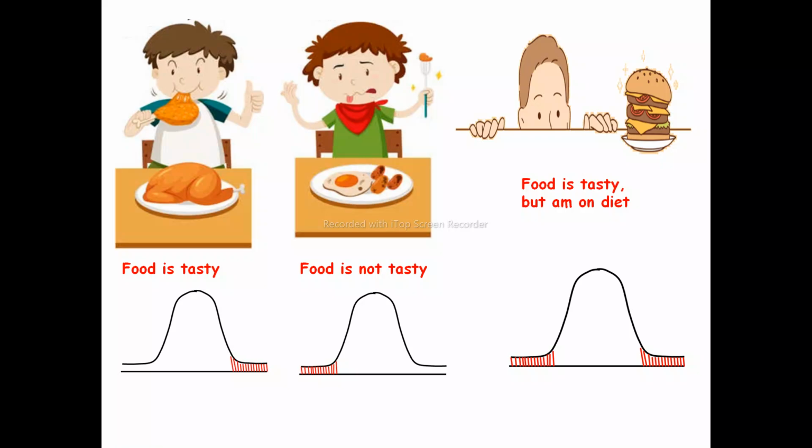In practice, we should use a one-tailed test only when we have a good reason to expect that the difference will be in a particular direction. Like in our example, when the food is tasty, we'll have a right-tailed test. When the food is not tasty, we'll have a left-tailed test. Whereas a two-tailed test is more conservative than a one-tailed test, because a two-tailed test takes a more extreme test statistic to reject the null hypothesis. I believe you understood the difference between one-tailed and two-tailed tests.